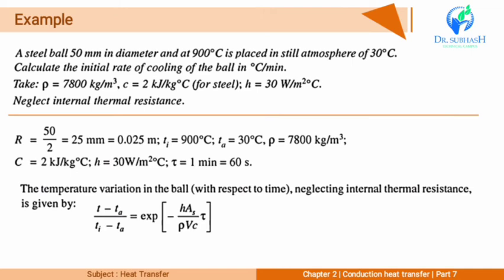Let's learn the second example based on the topic, and the data is a steel ball of 50 mm diameter and at the temperature 900 degrees centigrade is placed in atmosphere of 30 degrees centigrade. Calculate the initial rate of cooling of ball in degrees centigrade per minute. Here the density of the ball is given 7800 kg per meter cube and the specific heat is 2 kilojoule per kg degree centigrade for the steel, and taken the convective transfer coefficient is 30 watt per meter square degree centigrade. Neglect the internal thermal resistance.